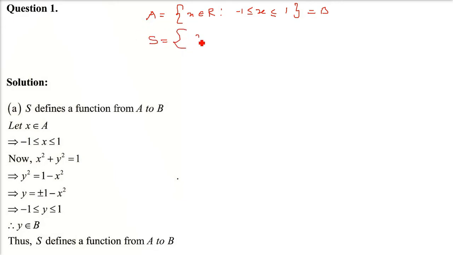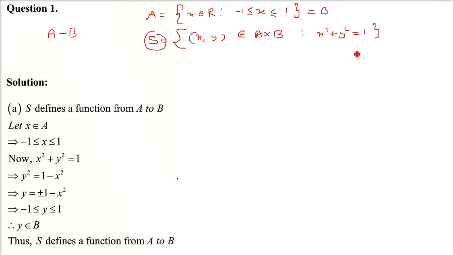S is required. So we have (x, y) belongs to A cross B, and x squared plus y squared equals 1. This is your S. S0 is also given, (x, y) belongs to A cross C, x squared plus y squared equals 1. So the answer here, the first one, is A. S defines a function from A to B.